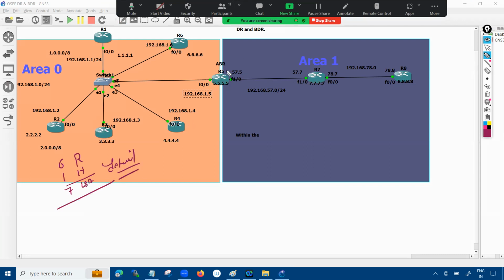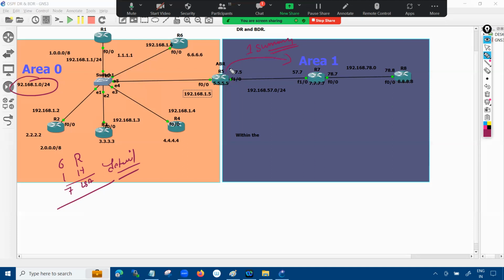When router 5 is going to advertise the summary LSA about area 0, it will advertise only one summary LSA. Because as I told you, the summary LSA contains the network information. So router 5 is only going to advertise this network 192.168.1.0/24. So in a summary LSA, you will only have network information. Same thing, understand the concept.